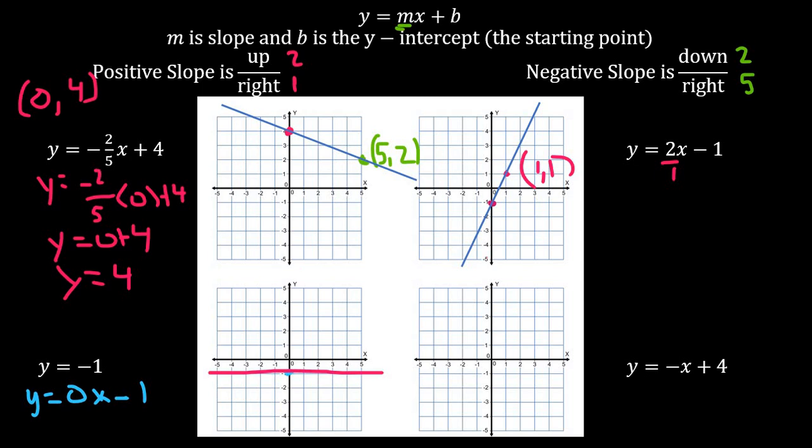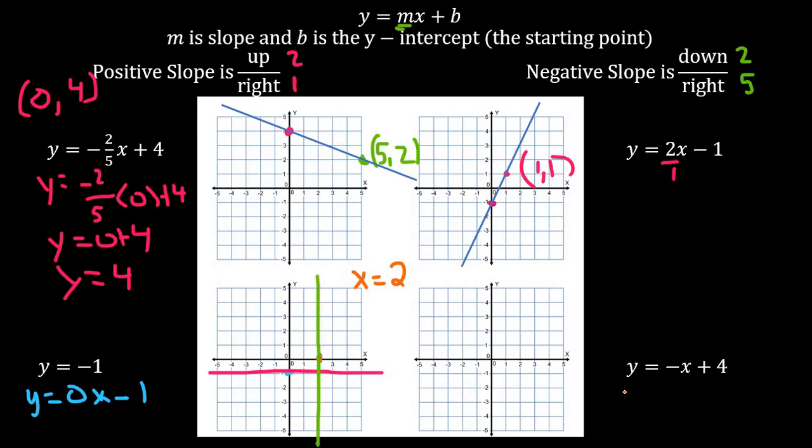Now, if it was, let me do this in a different color, you will probably see this on the test. If the question was, okay, let's graph x equals 2, then you go to x equals 2, which is right here, and then you would draw a straight line that goes up and down at that point.